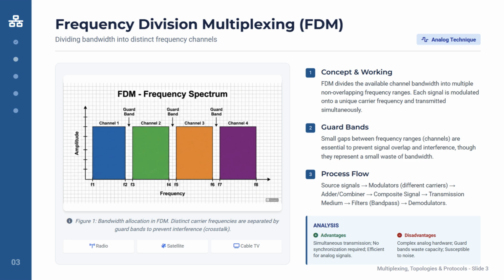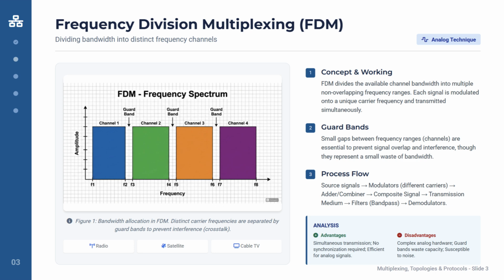Clean and efficient. Glance at Figure 1. That bandwidth allocation graph shows it beautifully: blue, green, orange, and purple bars for channels 1 through 4, with white guard bands in between, plotted against frequency on the x-axis and amplitude on the y-axis. It's like a colorful spectrum where each hue owns its lane, preventing any crosstalk drama.